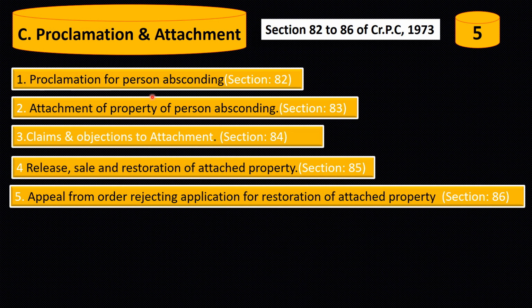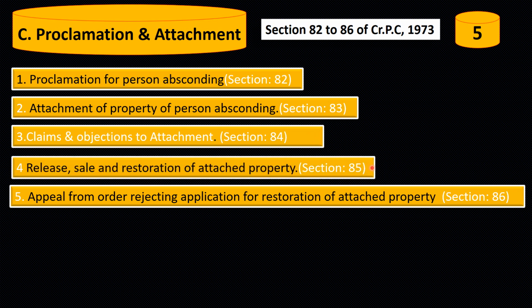Proclamation for a person absconding, section 82. A person who has absconded must be having a property, so attach his property: attachment of property of a person absconding under section 83. If a person's property is attached, he or another person may claim or object. That is given in the next section, claims and objections to attachment of property under section 84.